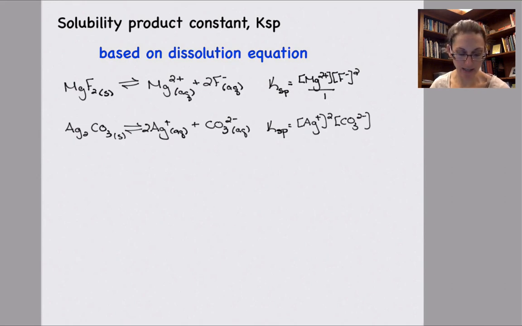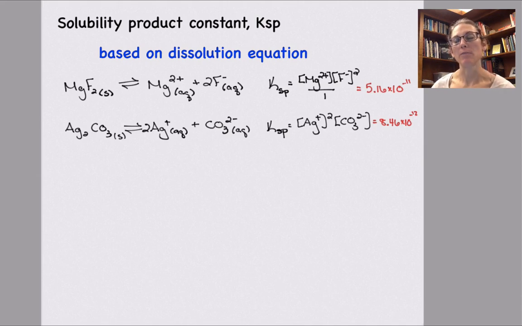If you look at the value for these solubility product constants, you're going to find that they're tiny, tiny numbers. So for example, the value for the Ksp for the magnesium fluoride is 5.16 times 10 to the negative 11th. Whereas for silver carbonate, that is 8.46 times 10 to the negative 12. These tiny numbers for our solubility product constants means that we have many, many more reactants than we have products, which is consistent with the expectation that most of this is going to stay as a solid, which is the reactant side of this equation, and only a tiny bit is going to dissolve and actually become aqueous ions.